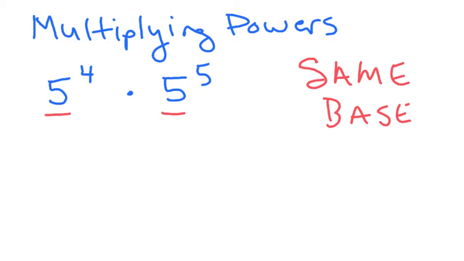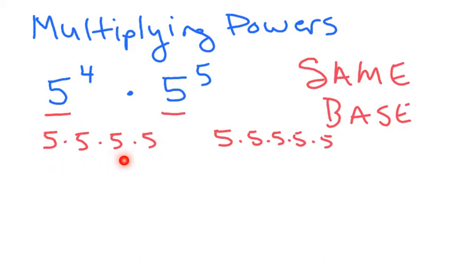Now, let's think what 5 to the 4th and 5 to the 5th means. Because remember, when in doubt, string it out. 5 to the 4th means this, and then 5 to the 5th means this. So what I have is 5 to the 4th times 5 to the 5th. So basically I need my other times sign there. So what is that? Well, it's 5 to the 9th, because 1, 2, 3, 4, 5, 6, 7, 8, 9 of them. Now, I strung it out to show you how to do it. But if I was really working this problem, I would be like 4 plus 5 is 9.